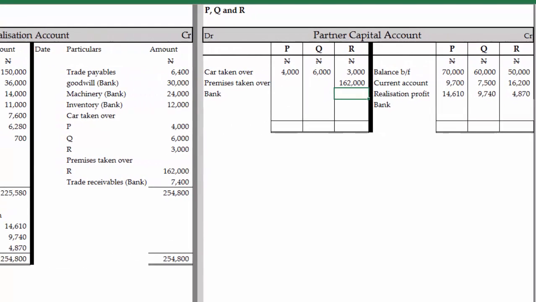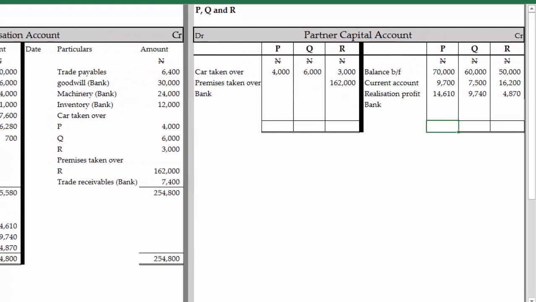The total on the credit side for P was 94,310, while on the debit was 4,000. So the deficit side is the debit, with 90,310. This represents the amount we will pay to settle P. So we'll have bank there, which means the corresponding credit will go to the bank account. You will see also transactions involving bank when we prepare the bank account.